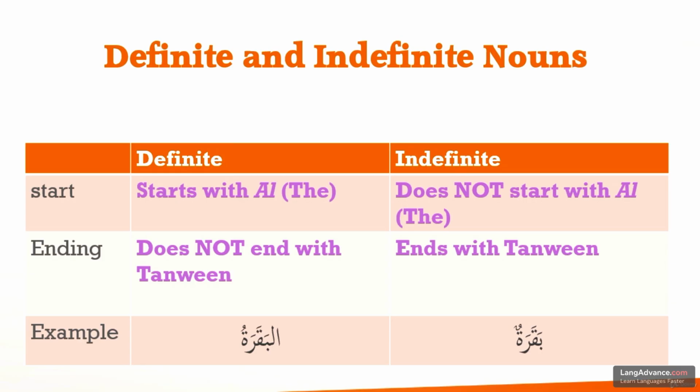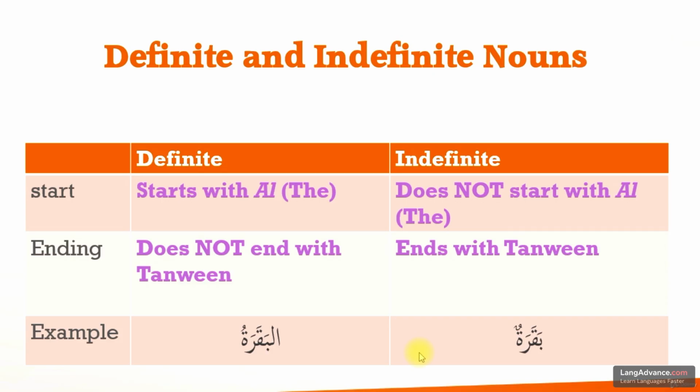Now, how do we write definite and indefinite nouns in Arabic? So this table shows two columns, the indefinite column and the definite column. The difference is in the start and the ending of the word. The definite noun starts with al, while the indefinite noun does not start with al. And al in Arabic represents the. The definite ending does not end with tanween, which is nunation, and in the indefinite form it ends with tanween.